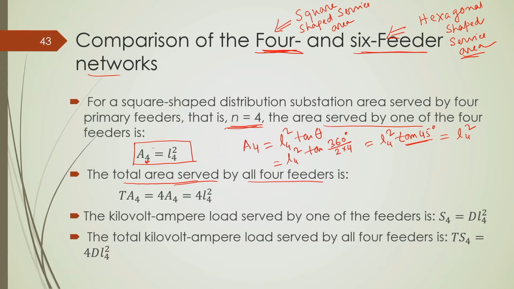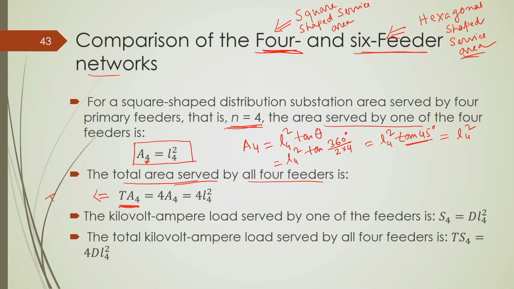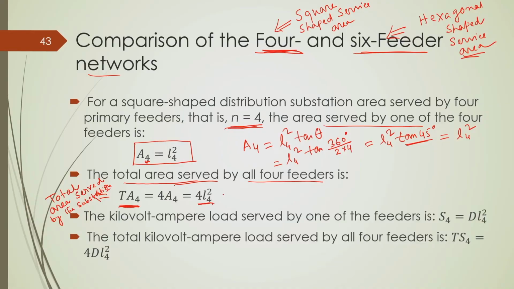So, this will be 4 multiplied by A 4, and this is represented by T A 4. T A stands for total area served by the substation. Okay. So, this area is the total square shape service area that we are having. So, this is 4 multiplied by L 4 square.